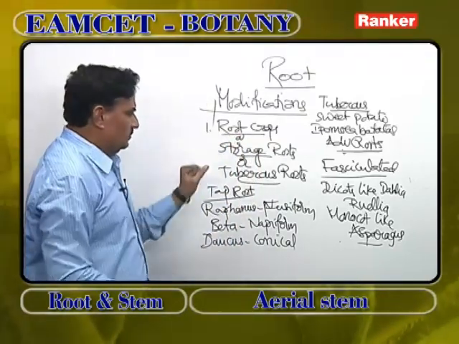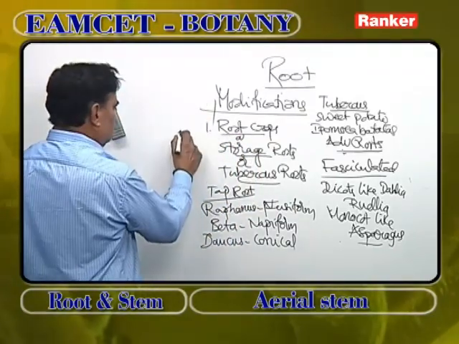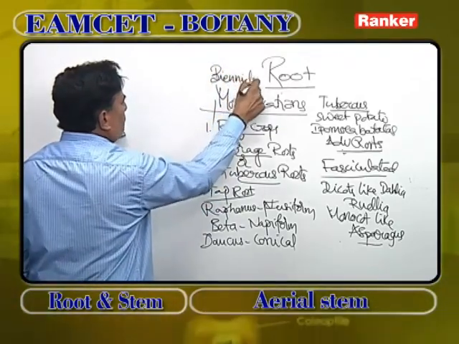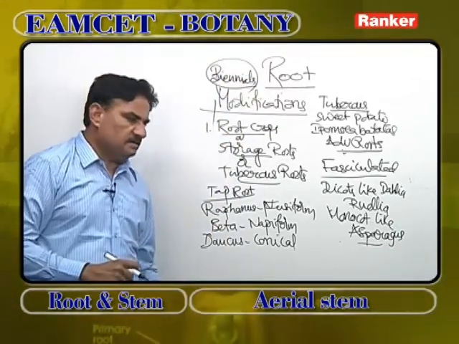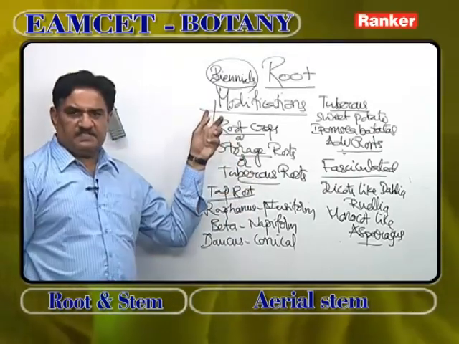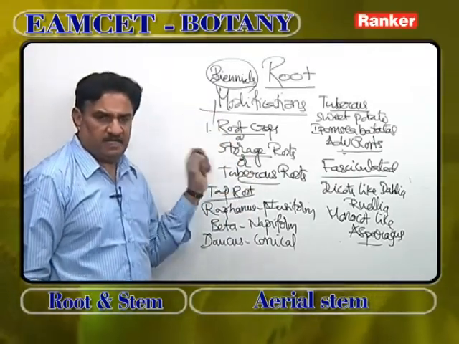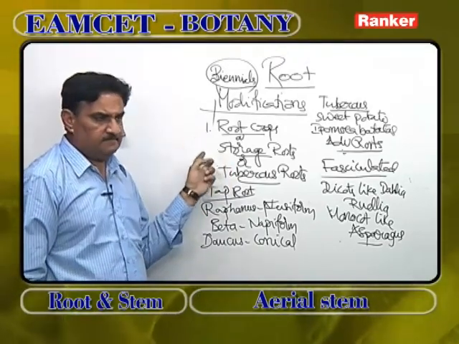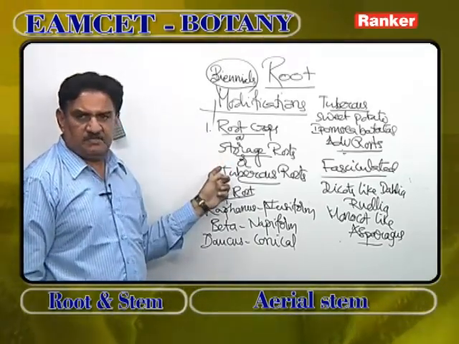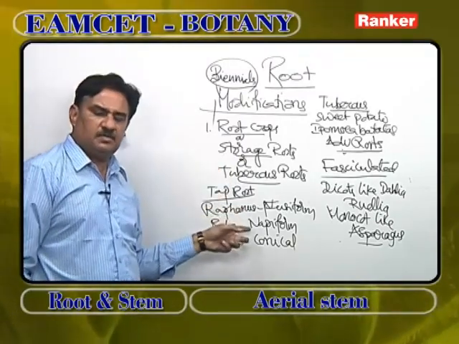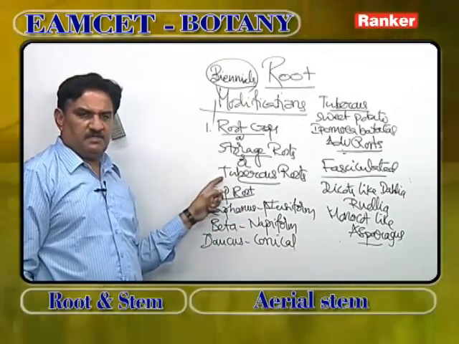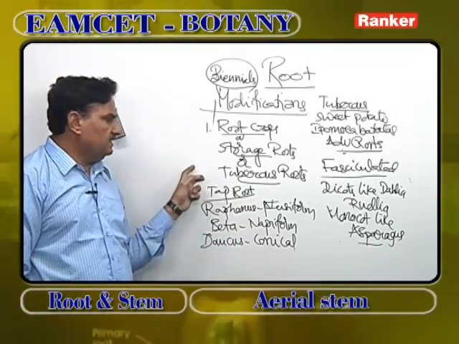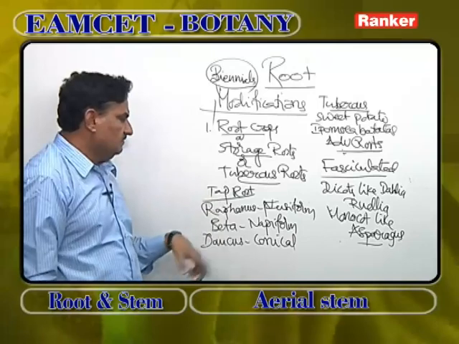All these root crops are biennials. That means they live for 2 years, but they are harvested in the first year itself. Why? Because in the first year they show vegetative growth. In the second year they show reproductive growth. During reproductive growth, they use the food present in their roots. To avoid that danger, these are harvested in the first year itself.